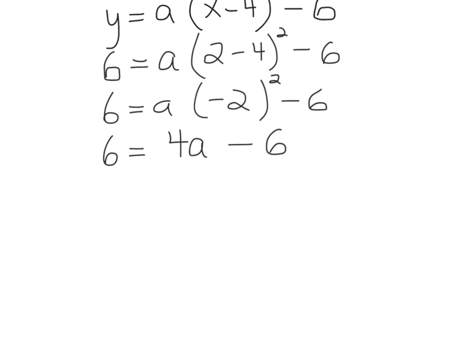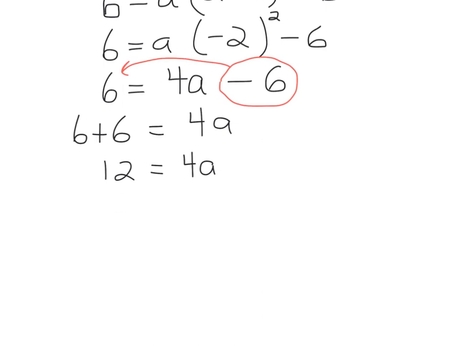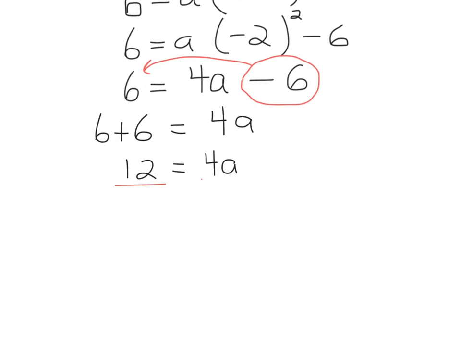To begin with, I'm going to collect like terms. So I'm going to take this negative 6 and bring it over to the left-hand side. That's going to leave me with 6 plus 6 equals 4a. 6 plus 6 is 12. And then to isolate for a, I'm going to divide both sides by 4. So 12 divided by 4 is 3, and so my a value is 3.